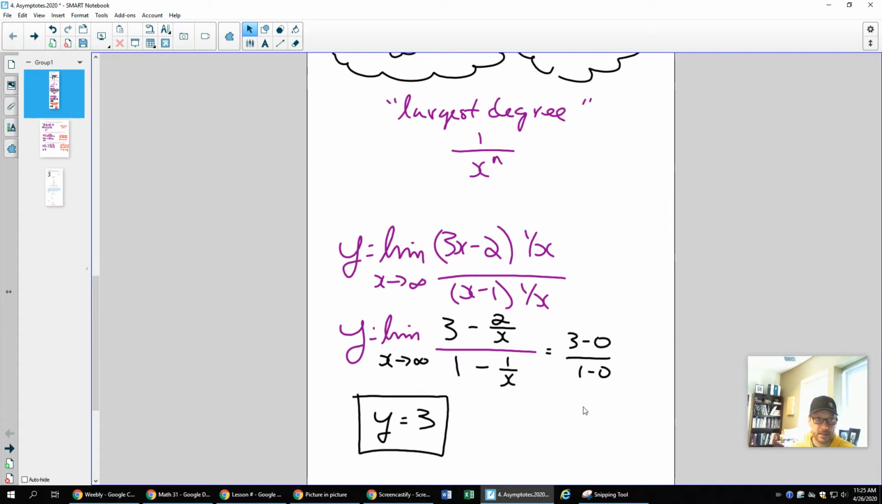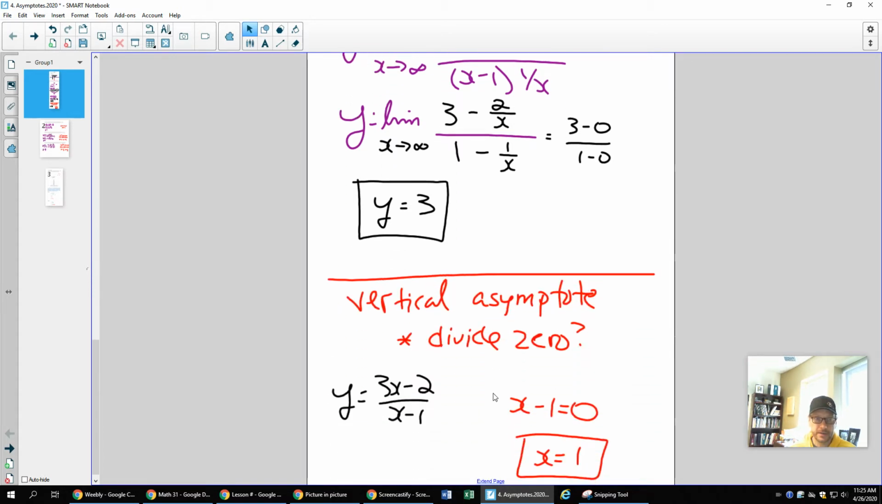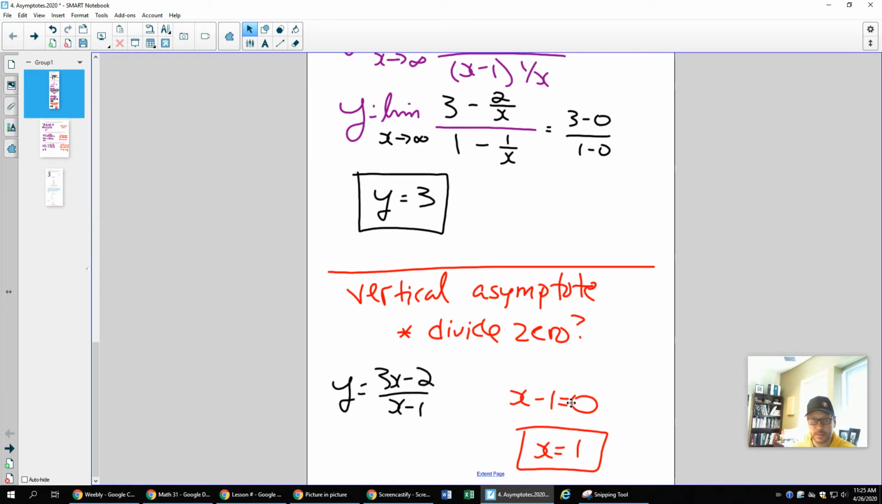And again, if you think back to Math 20, how do you find vertical asymptotes? What causes your function to divide by 0? So x minus 1 is 0, x equals 1. So our graph then, y equals 3 and x equals 1, those are the equations for the asymptotes.